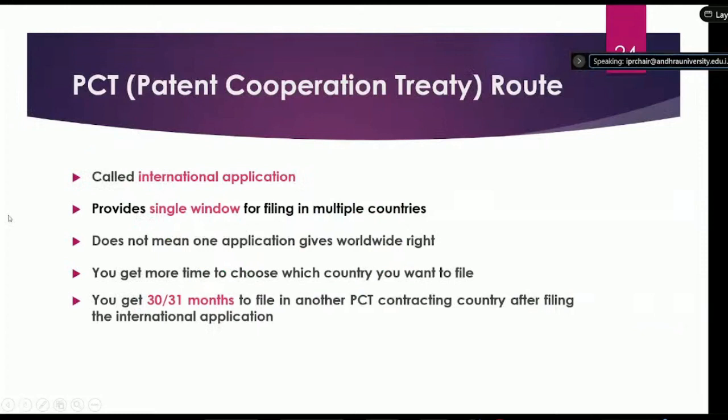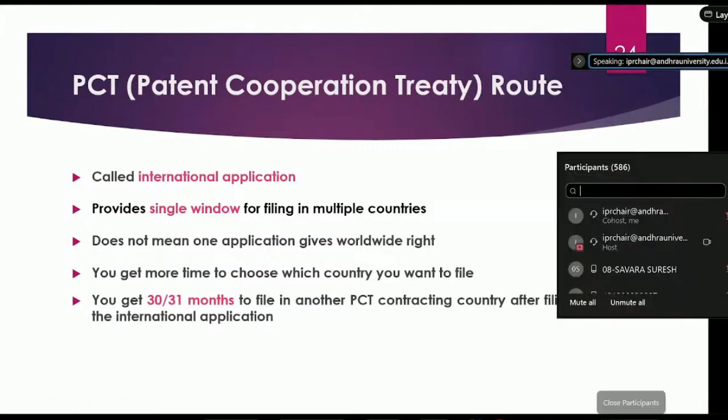PCT route, PCT is called International Application. This is not a granting authority. PCT is just a single window for filing in multiple countries. As I told you, if you want to file in 4 countries like China, US or something, in that case, you can choose those 4 countries. But if you are an MNC, multinational corporation, and if you want to go to 80 countries or 100 countries, it's very difficult for you to separately file in those 100 countries, right? It's a lot of wastage of time and really tedious. So what you do, you go through the PCT route.